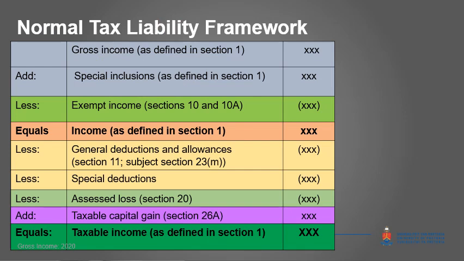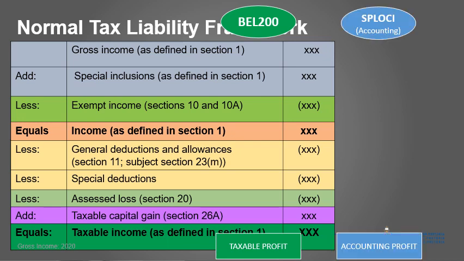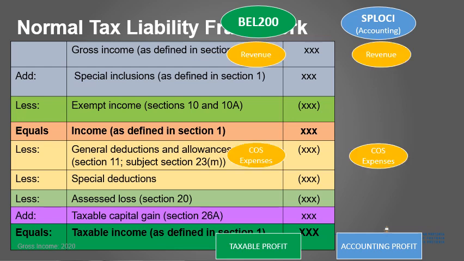So this is the calculation that you are used to from BEL 200 to calculate the taxable income. In this calculation, we start with our gross income, we make some adjustments, some income is exempt, so we have to take that out, and then we have some deductions, and that gives us our taxable income. Now in our SPLOCI, in our statement of profit or loss and other comprehensive income, we calculate our accounting profit. Between these two calculations, there are many similarities.